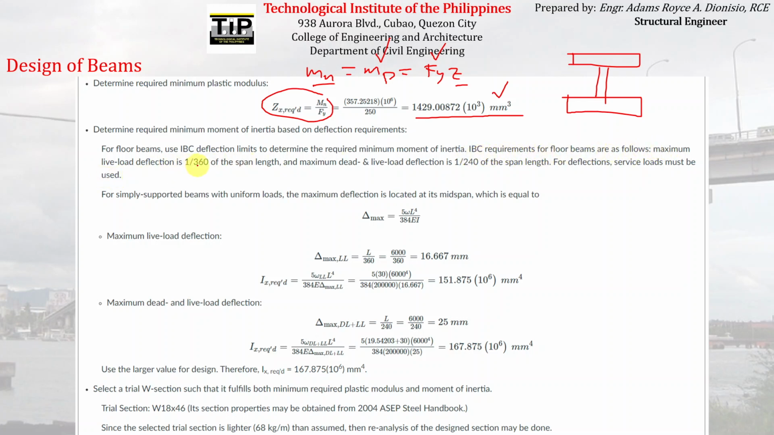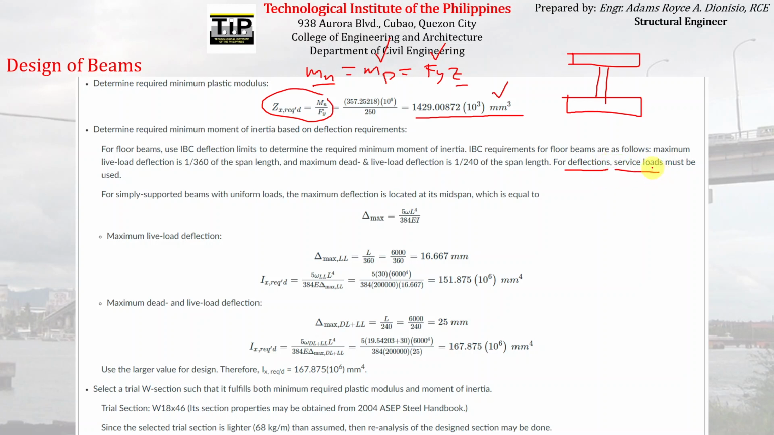Maximum live load deflection is equal to 1 over 360 of the span length, and maximum dead and live load deflection is equal to 1 over 240 of the span length. For deflections, service loads must be used. You have to remember that. For deflection calculation, we are just using service loads.